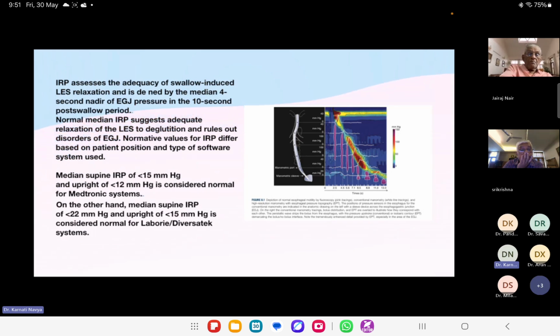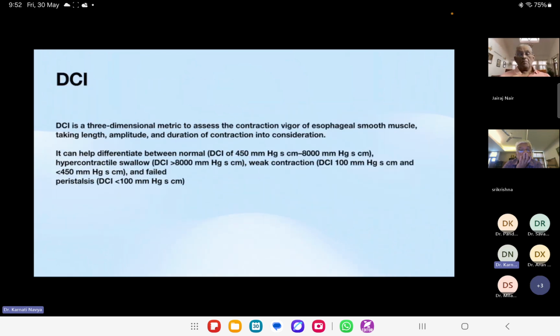On the other hand, it is less than 22 mm in upright and less than 15 mm in supine in the case of the other system. Basically, with different systems, the border values change. In a Medtronic system, it is 15 mm of Hg, whereas in a Laborie or Diversatek system, it is 22 mm of Hg.